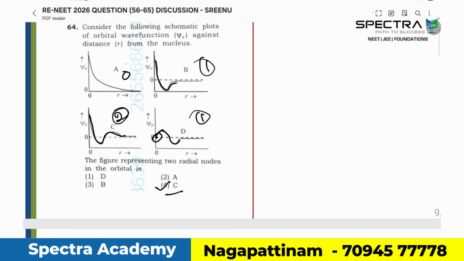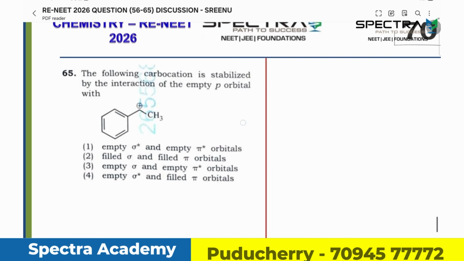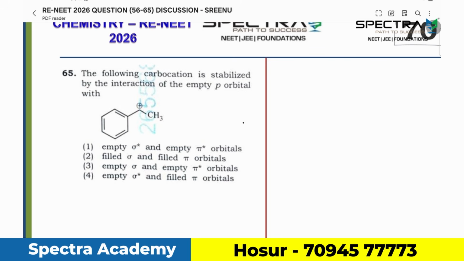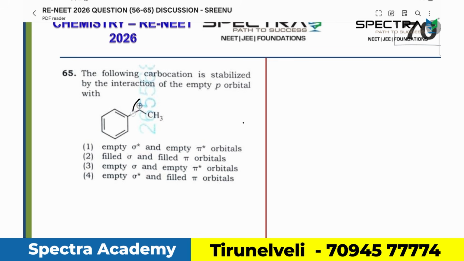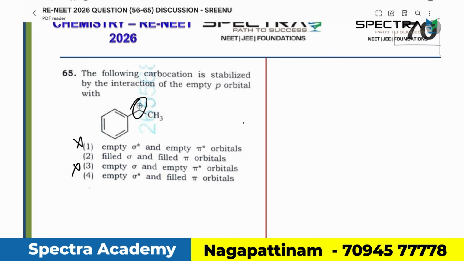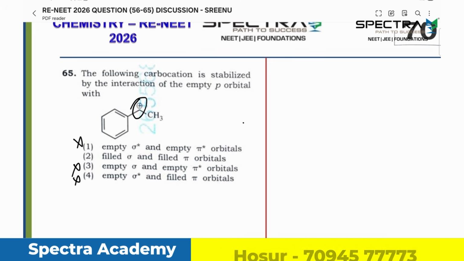So we'll move to the next question, that is question number 65. The following carbocation is stabilized by the interaction of the empty p orbital with, so this is the empty p orbital. It is very easy, an empty p orbital can be stabilized by a filled one. So empty pi star is not possible, empty sigma not possible, and empty sigma star is not possible. You can eliminate in that way. That is one thing you know. And sigma star and pi star anti-bonding orbitals cannot donate electrons. That is also one fact.